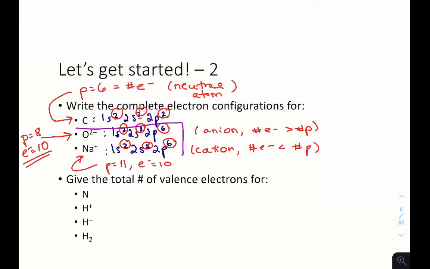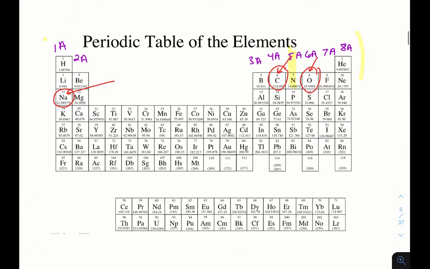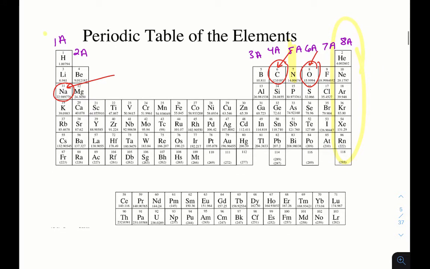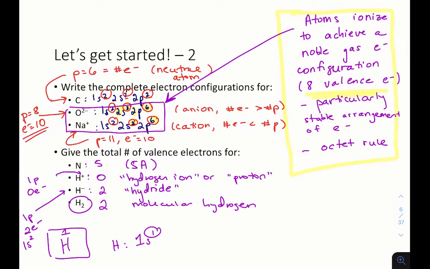Why do these two ions that form in nature have the same electron configuration? Yes, these atoms have the same electron configuration because atoms ionize to achieve a noble gas electron configuration, which corresponds to 8 valence electrons. The noble gases here in group 8A, with the exception of helium, all have 8 valence electrons, and all of them have a filled valence shell. This is a particularly stable arrangement of electrons. That's why atoms ionize and covalently bond to achieve that arrangement of electrons.